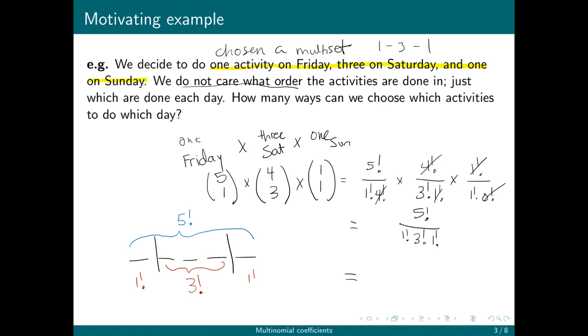What is that equal to? I guess that's important, right? 5 times 4 factorial, just 4, canceling out the 3. 1 factorial is equal to 1, so 5 times 4 is 20. There are 20 total ways to choose which activities we're going to do each day.